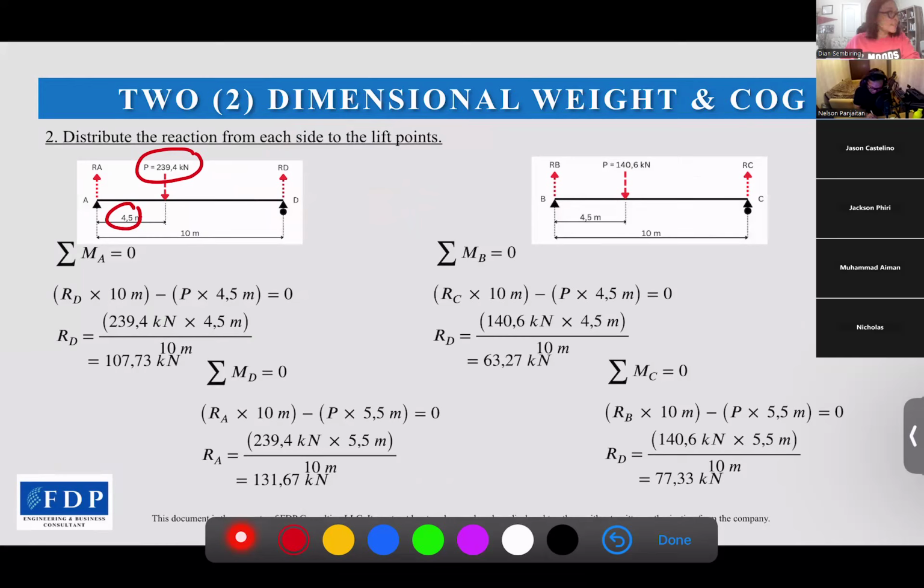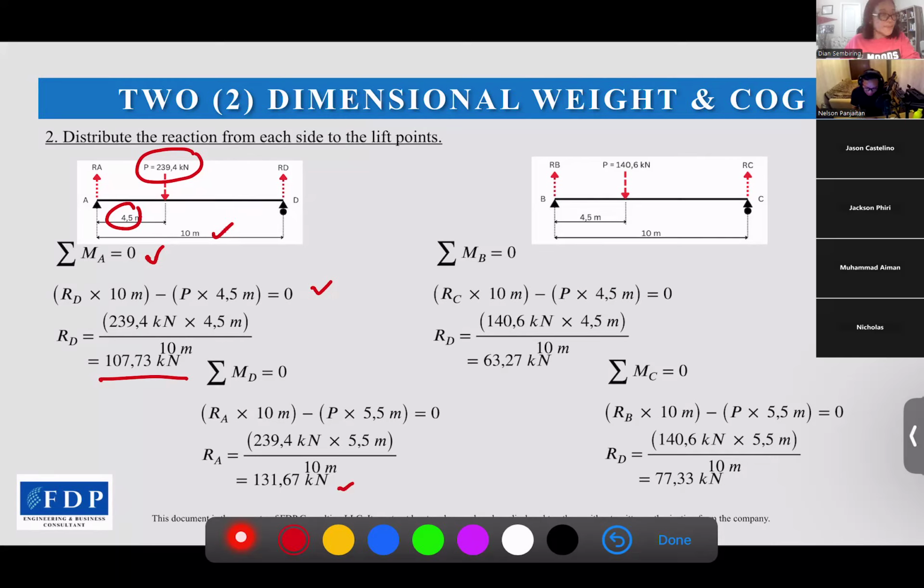To get the reaction at D, then we use the total moment at A is 0. RD times 10 meters minus P times 4.5. And then we get the RD is 107.73 kilonewtons. The same process we use to get the RA, and we get 131.67.